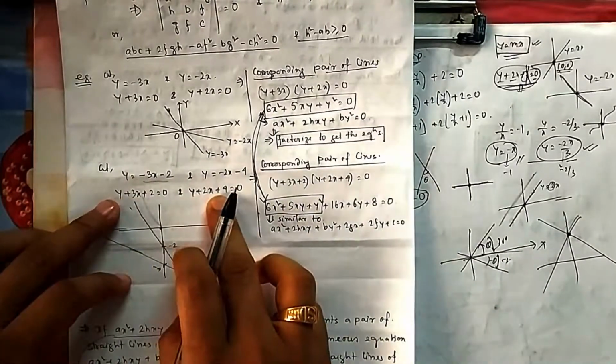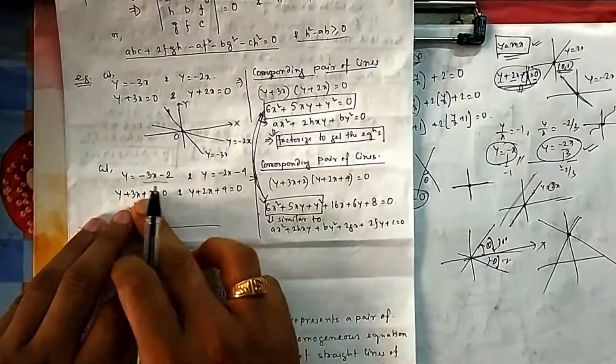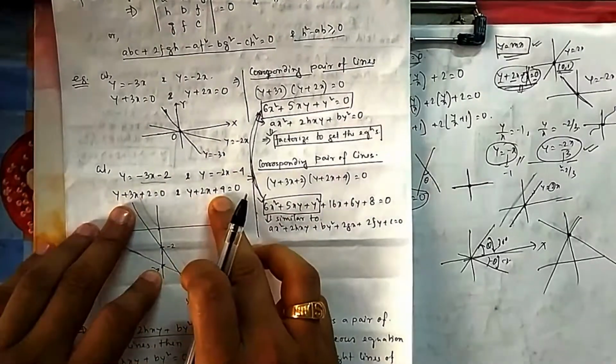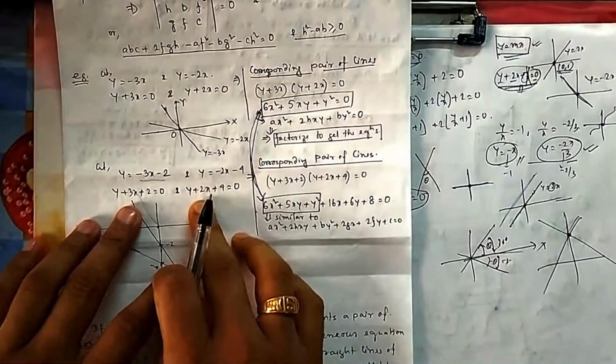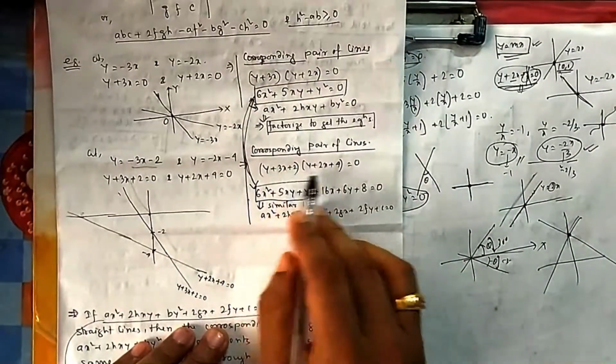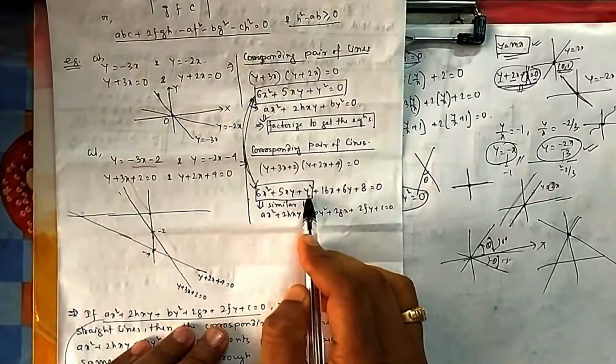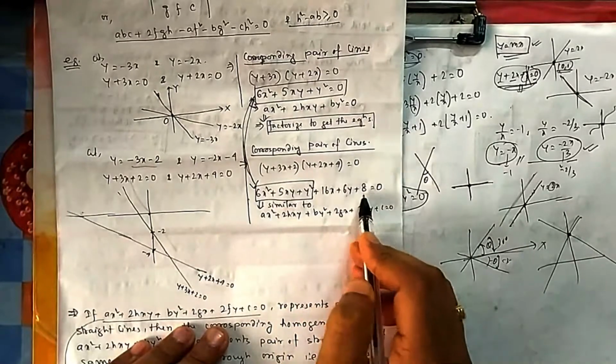So what is the equation? This is the equation for any line. You can say any standard line, ax plus by plus c, any line passing through the origin or not, that doesn't matter. So if you take the product of these two, what will come? If you take the product of these two, you will see the first portion remains the same, 6x square 5x square plus y square. Next 16x plus 6y plus 8 equal to 0.